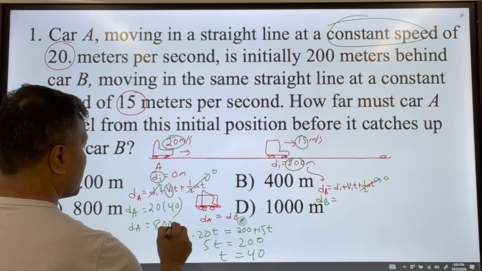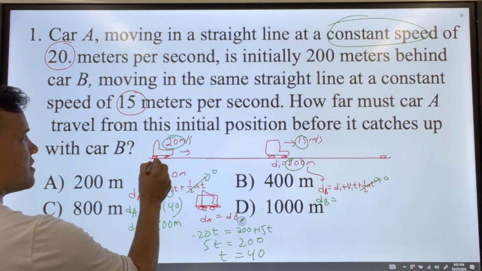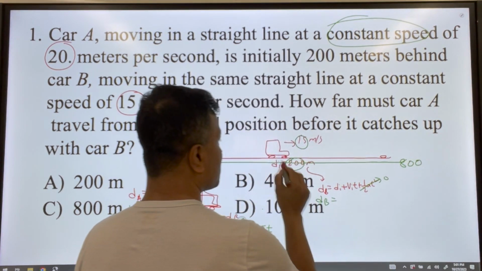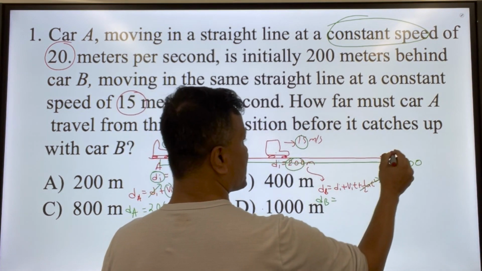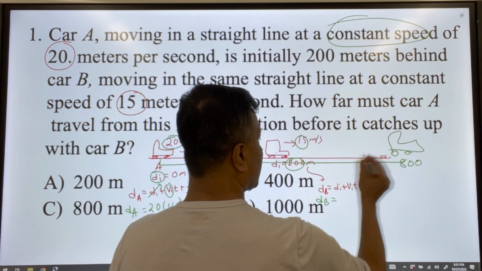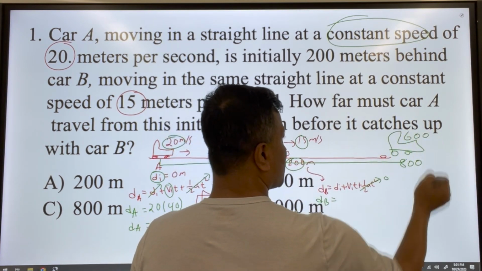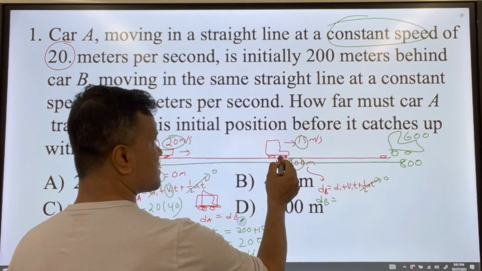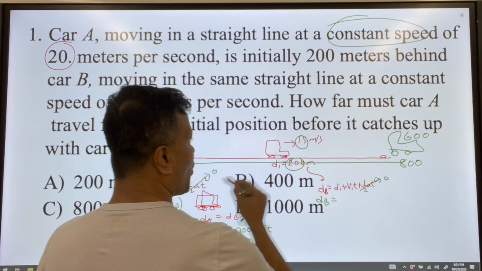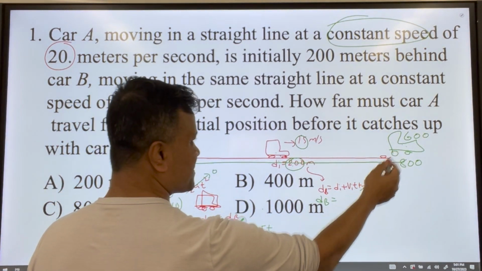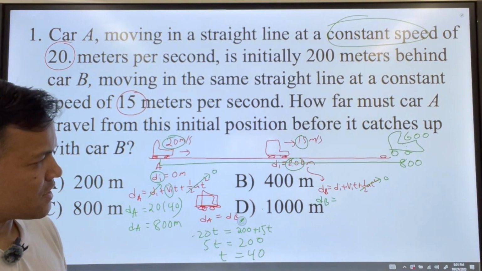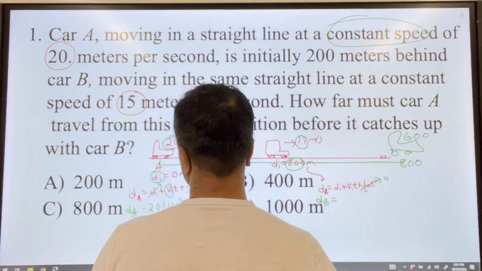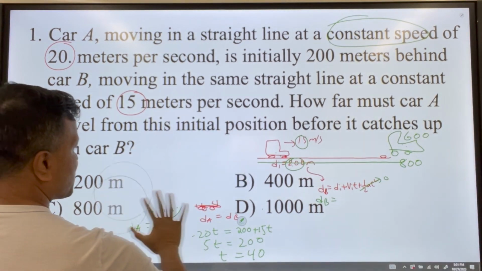What does that mean? That means this car has to move 800 meters to catch this car, and this car would be moving over here 600 meters. Okay, 600 plus 200 is 800, right? So this car moves 600 meters while this car moves 800 meters. And at that location they're both going to meet right here. So this was problem number 1. Let's go to problem number 2.